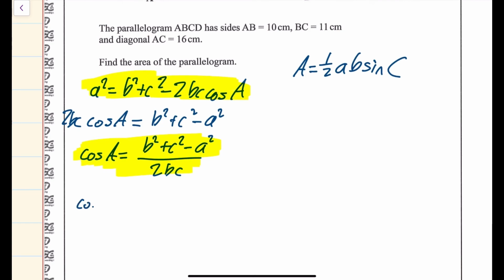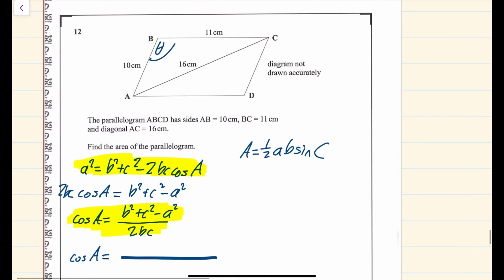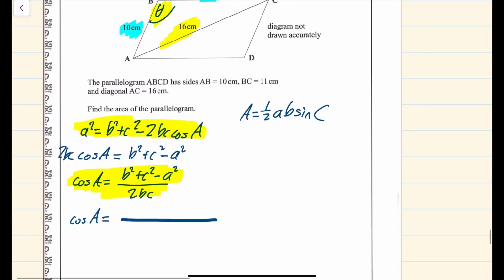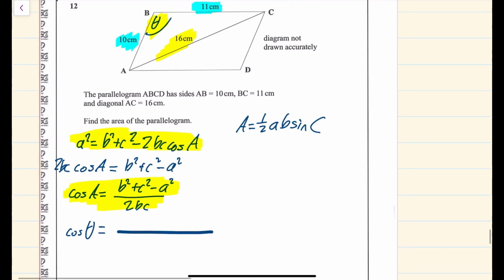So cos of my angle A is equal to, if you pair this up, there's my angle and there's its opposite side, and then the other two sides are 11 and 10. So here, if we fill that in, then cos of theta, its opposite side is 16, so that's the equivalent of the a, and then the other sides are 11 and 10, so it's 11 squared plus 10 squared, and then 2 times 11 times 10.